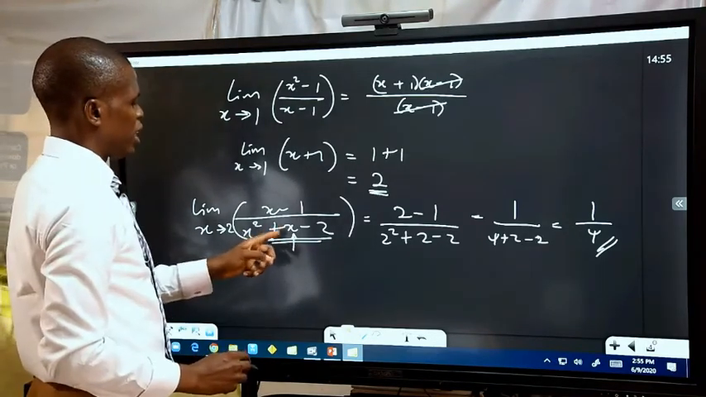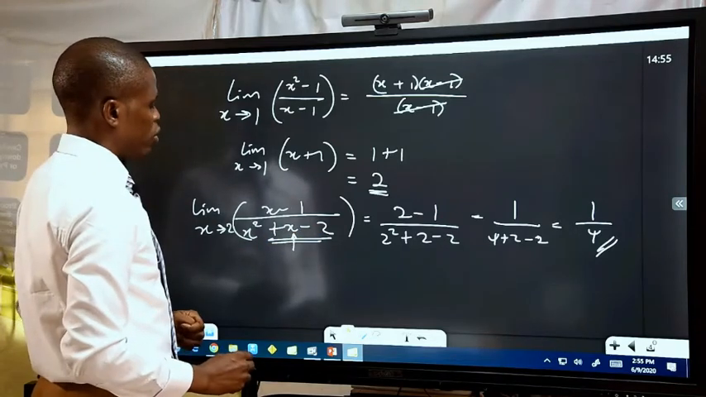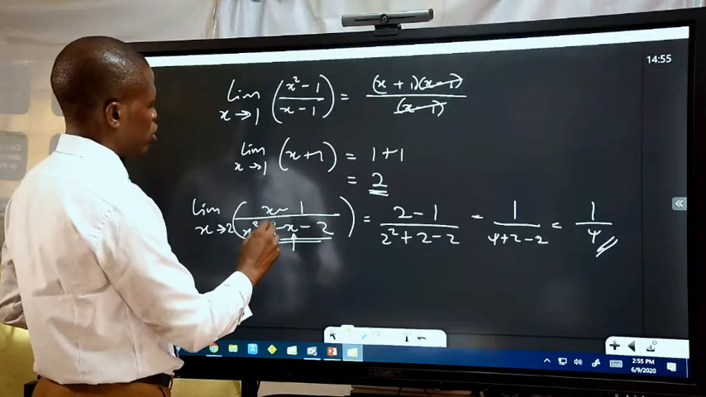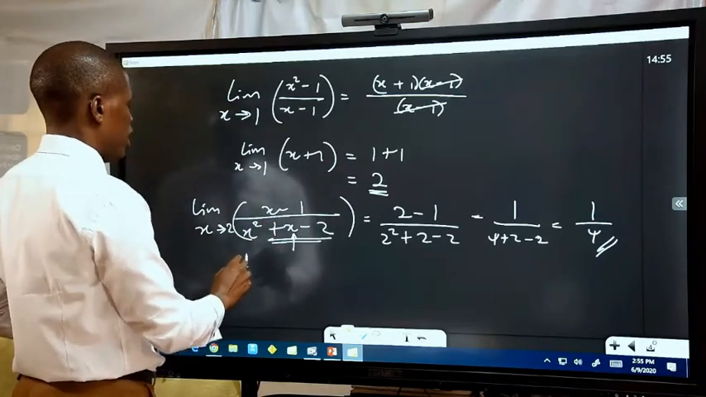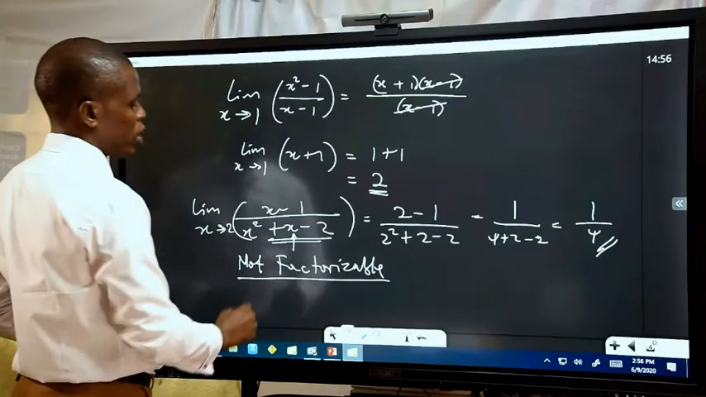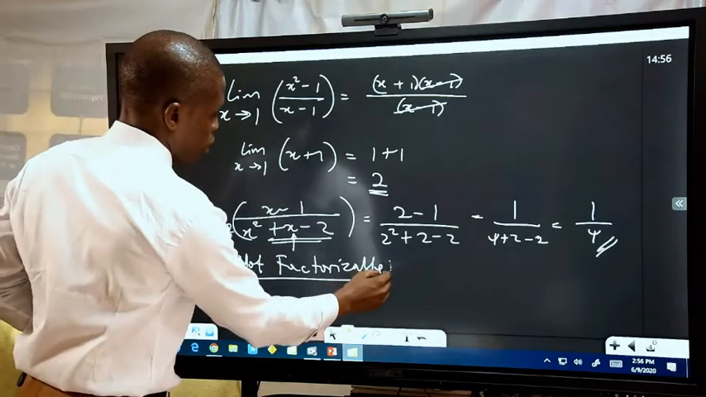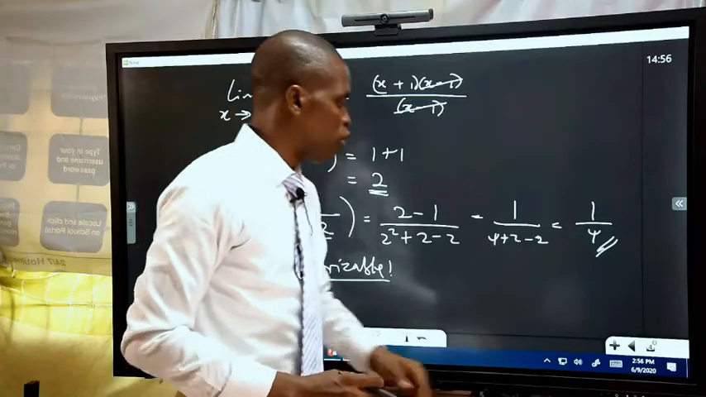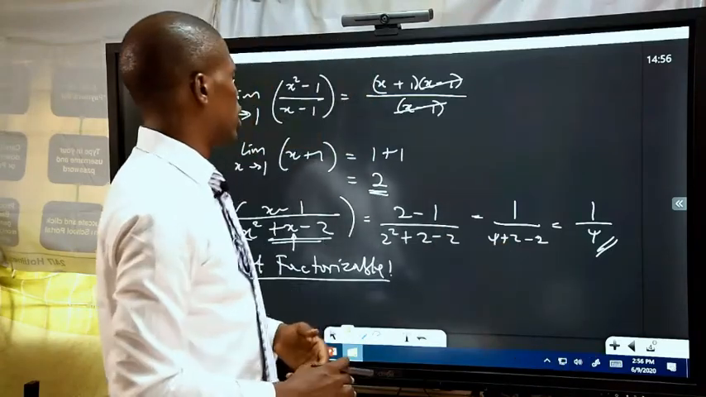We have plus x here, we have minus 2. If you try to factorize this, we have 2x minus x. It's not factorizable. So the expression is not factorizable. Since the expression is not factorizable, what you do is that you substitute directly. If your expression is not factorizable, you substitute into the expression directly, or the given function directly.